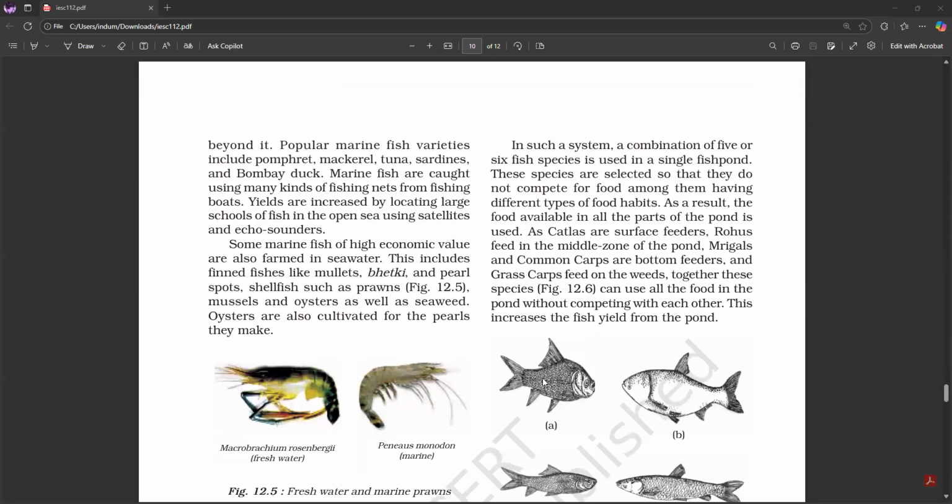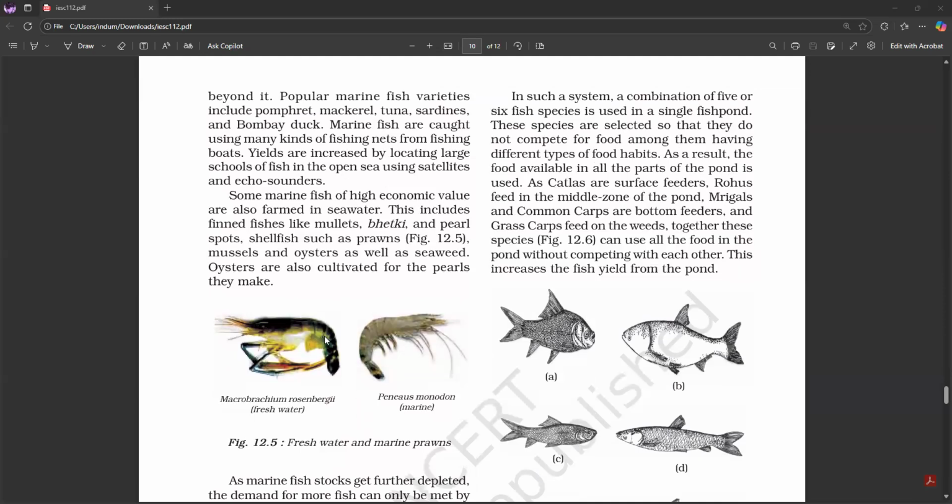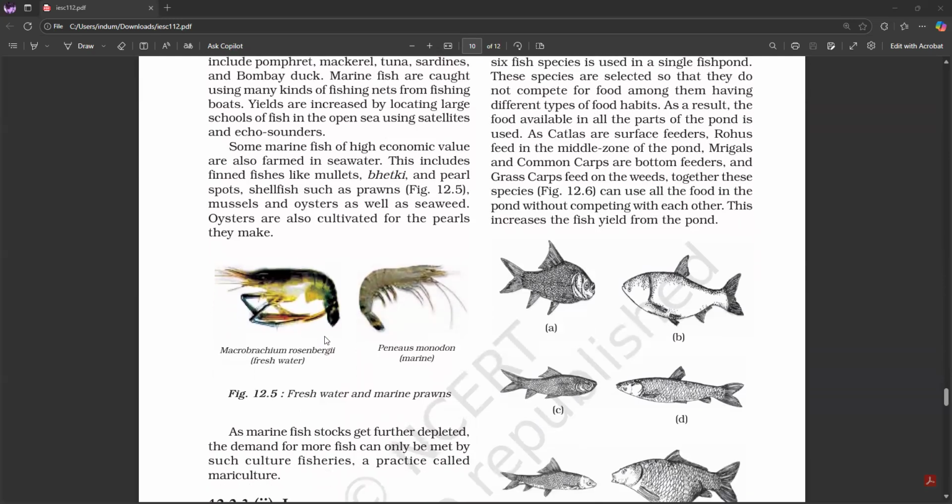Popular marine fish varieties include pomfret, mackerel, tuna, sardines, and Bombay duck. Marine fish are caught using many kinds of fishing nets from fishing boats. Catches are increased by locating large schools of fish in the open sea using satellites and echo sounders.